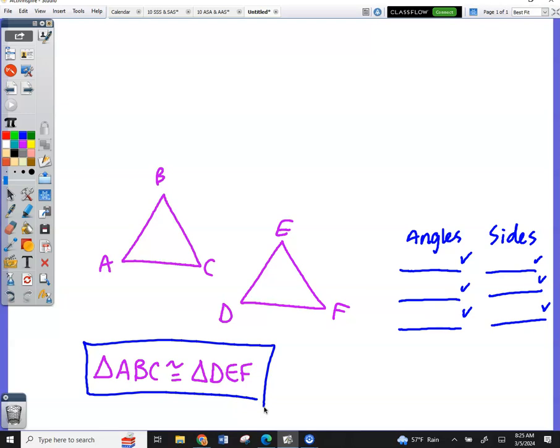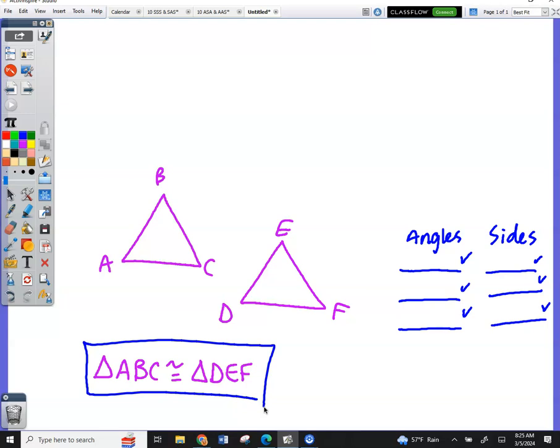Now yesterday we didn't check. Yesterday we started with them being congruent and we just found the missing value. Or we just recognized like side BC would be congruent to side what over here? EF. So that's what we did yesterday.